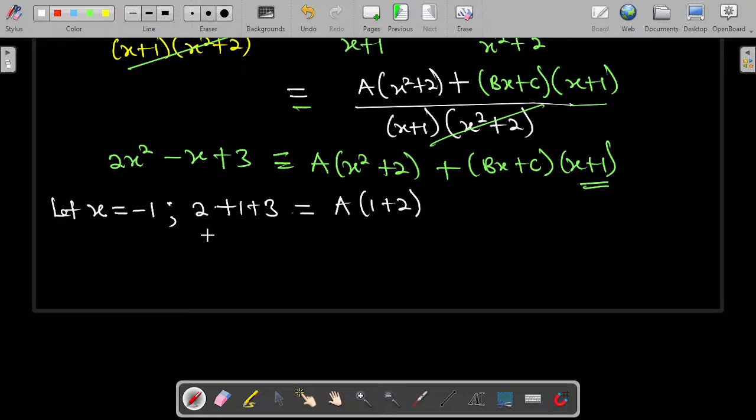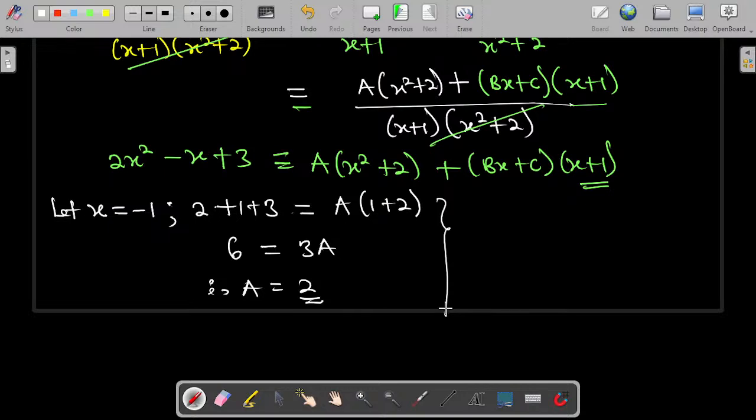So here I'm now going to have 6 is equal to 3a. My a alone is equal to 2. So I have gotten the value of a as equal to 2. The next thing now is to get my b and c. And what's my b and c going to be?